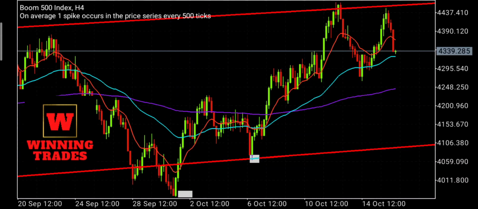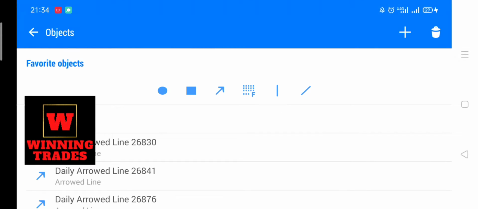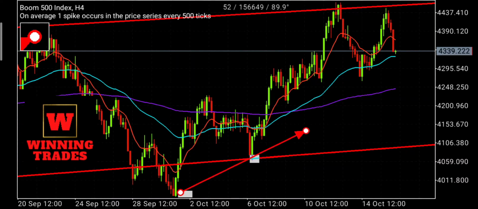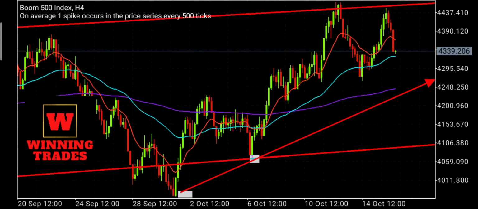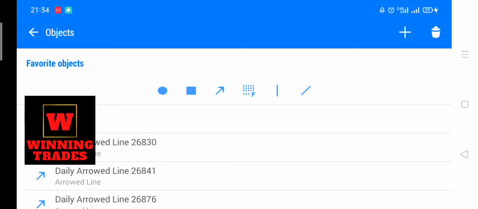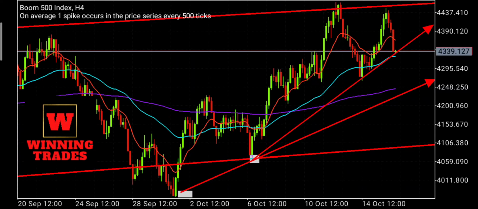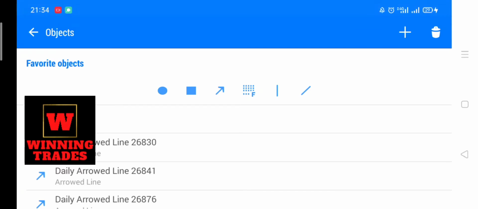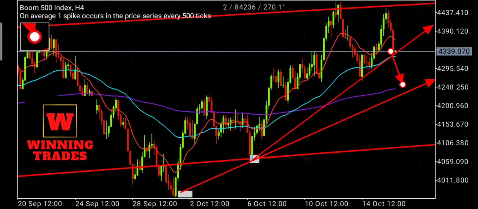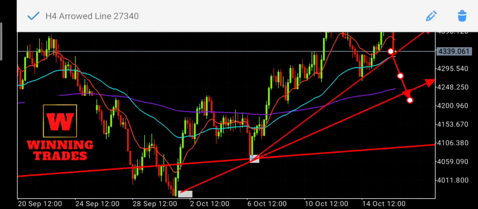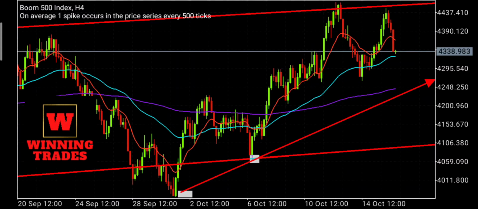Looking out for a break of this trend line, the inner trend line here. If price breaks that, then we know price is coming down to the outer trend line. So look out for that on Boom 500, guys. We're looking out for those two options: a breakout downwards and then we sell, or we see a buy continuation on Boom 500 for this week.